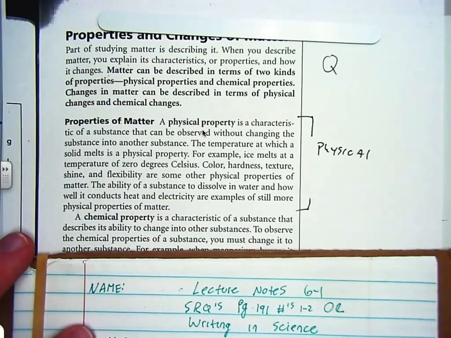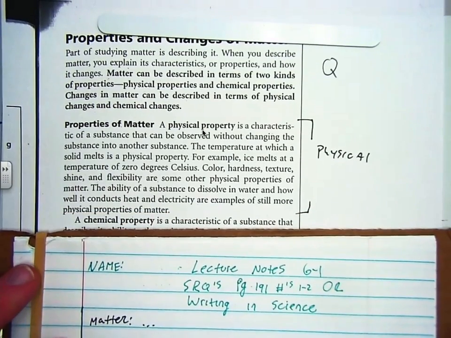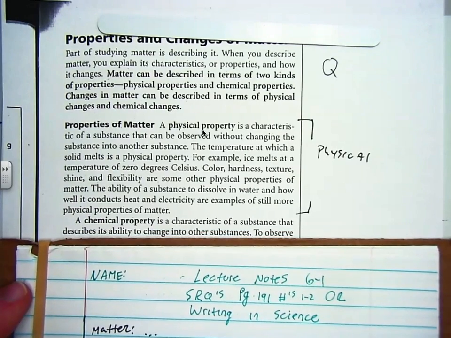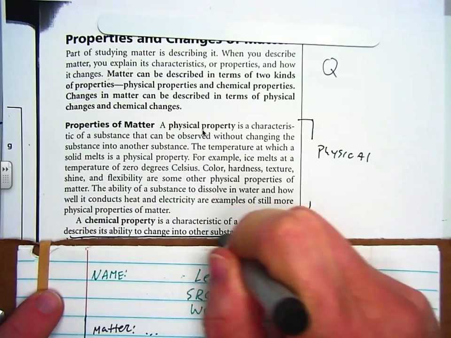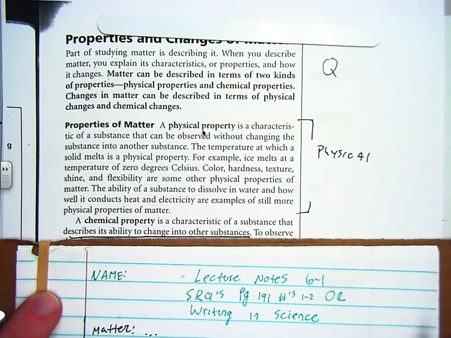Now, a chemical property is a characteristic of a substance that describes its ability to change into other substances. Now, that's the really big, important difference. Its ability to change into other substances.